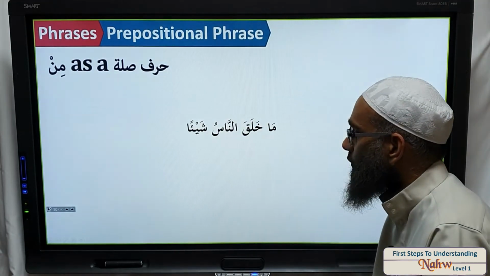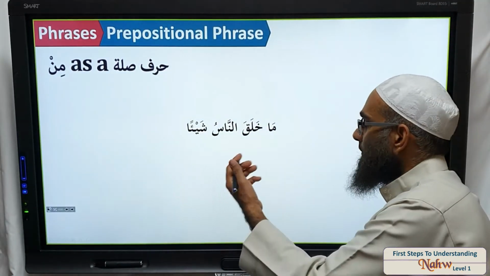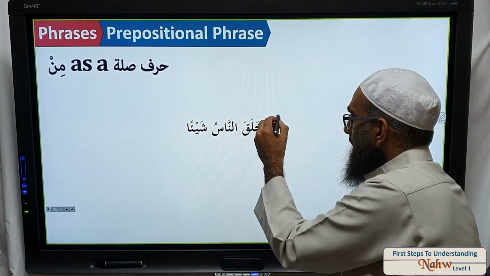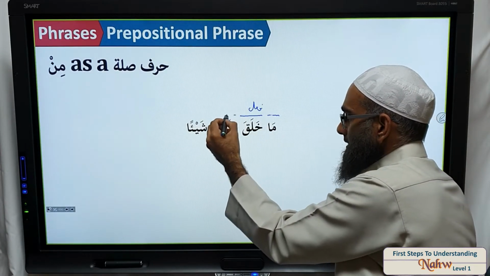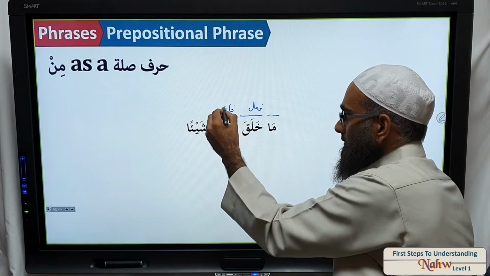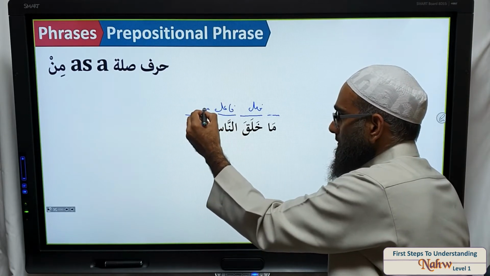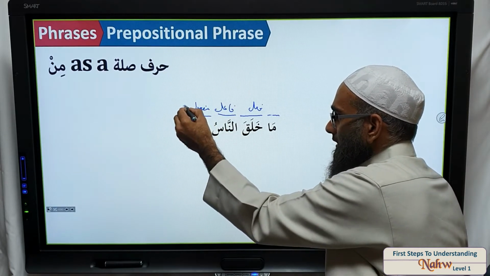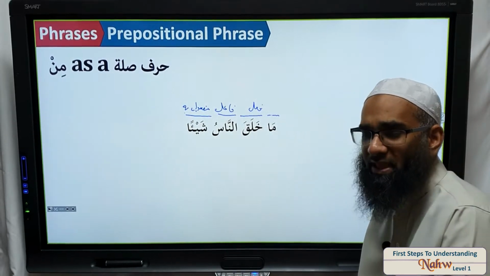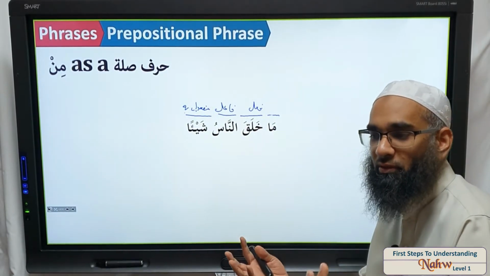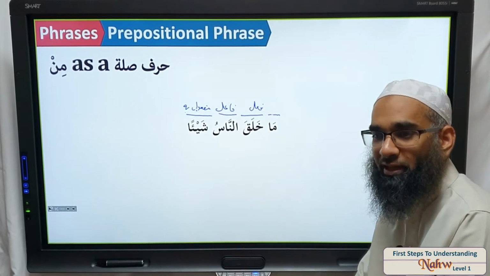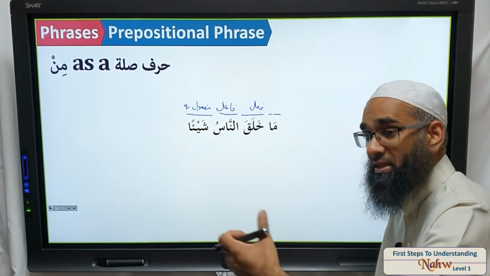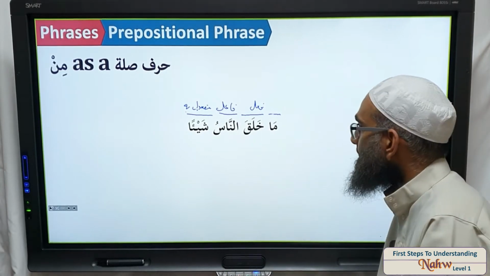Ma khalaqa an-nasu shay'an. Anybody quickly? Simple one. Ma is what? Harf nafyin. Khalaqa is fi'l. An-nas is fa'il. And shay'an is what? Maf'ulun bihi. The people have not created anything. We say create, but we mean here without material. We don't create, we reform things. When we make plastic, we're just reforming and restructuring raw materials. Creation means without any material.